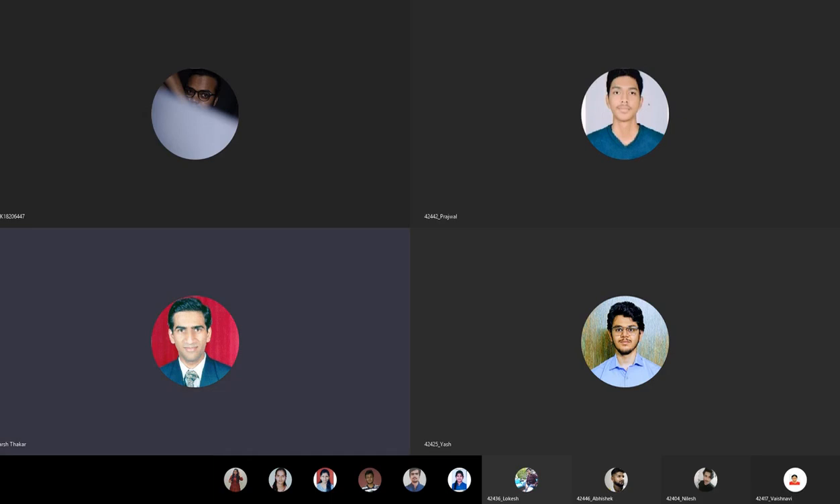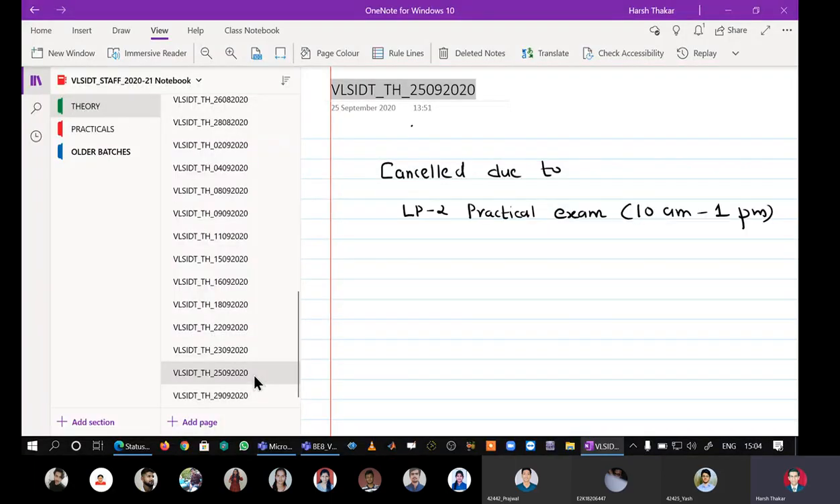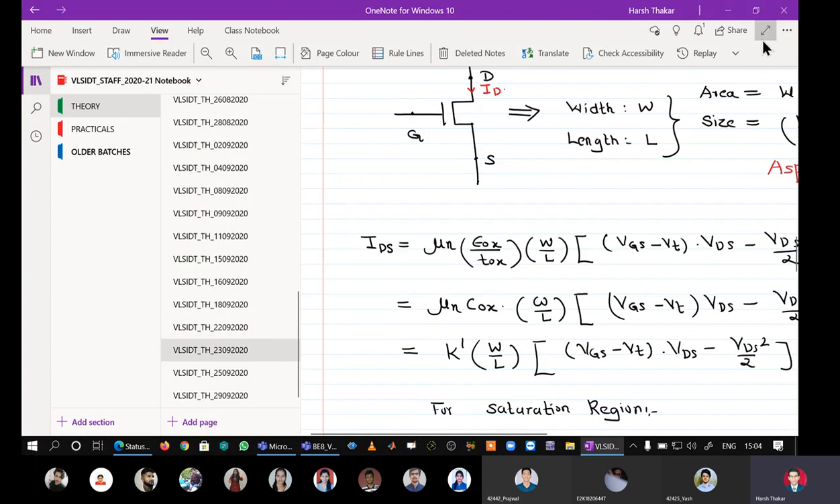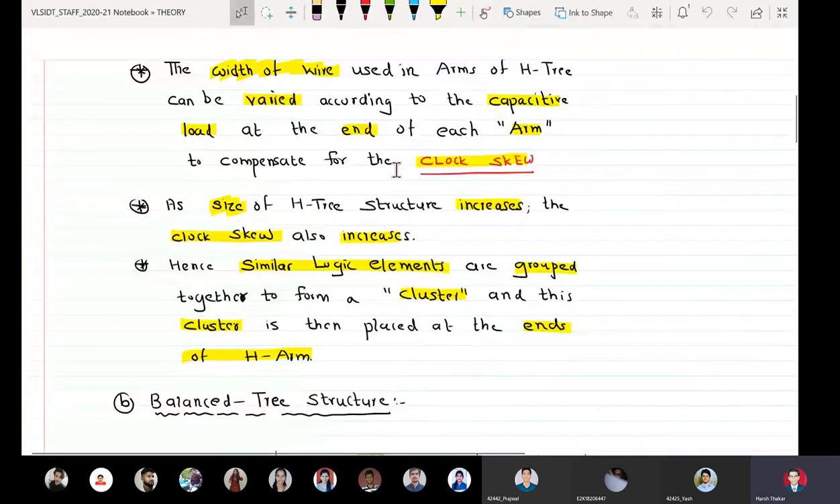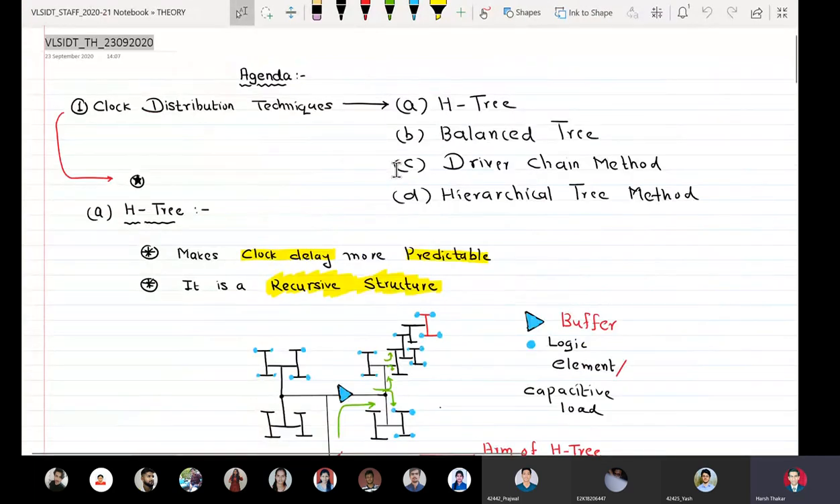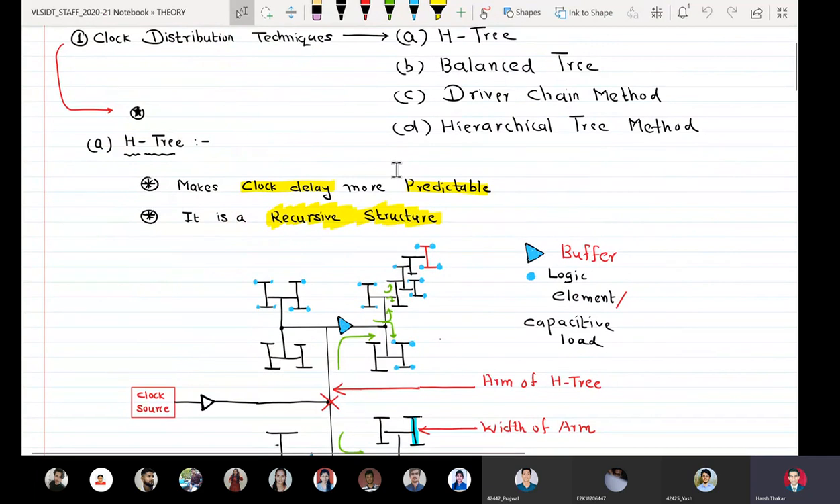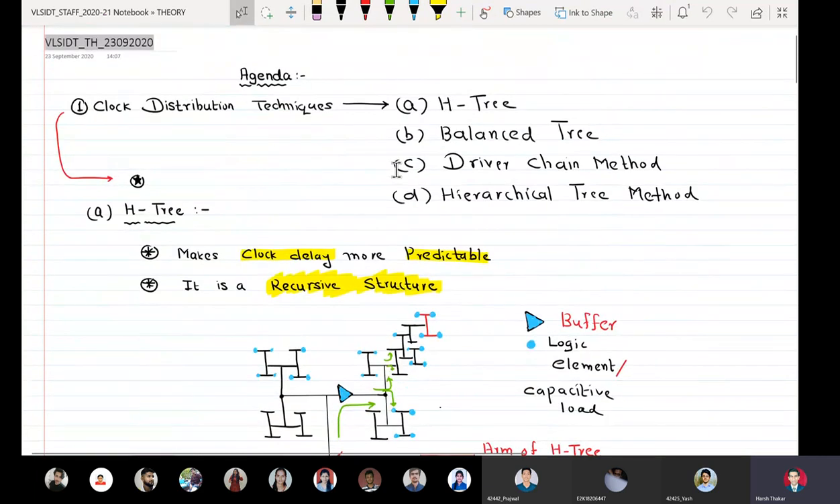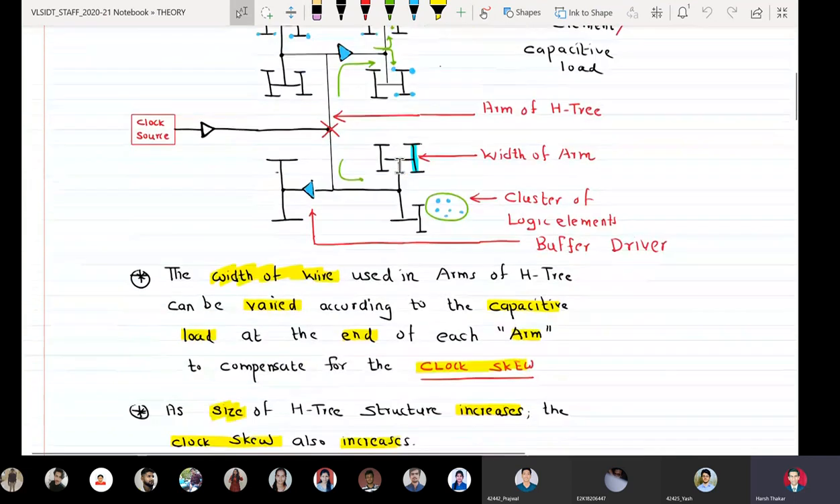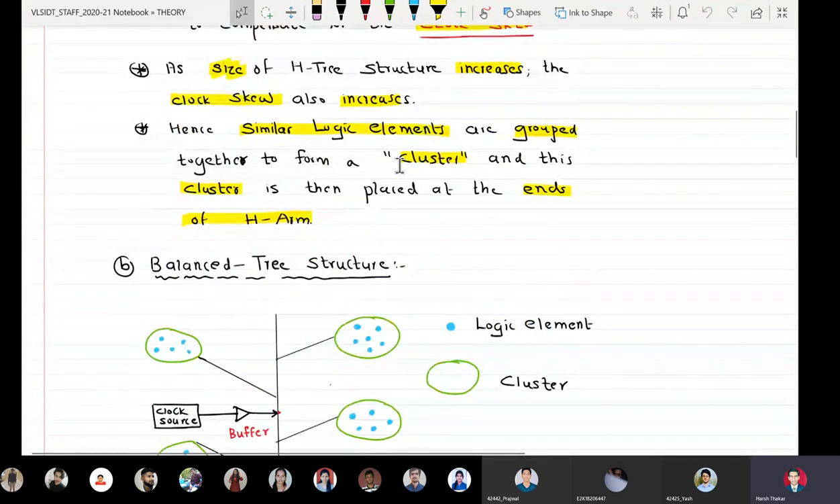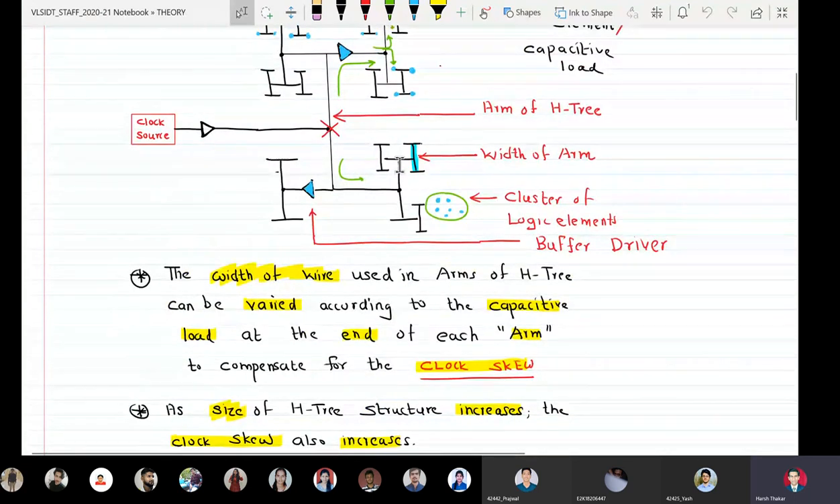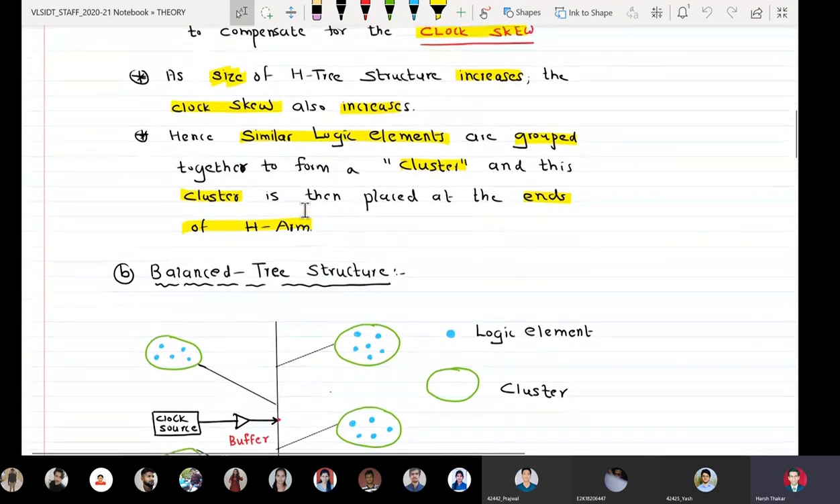So on the 25th, the lecture was cancelled because I was busy in exam duty, and on the 23rd, we discussed clock distribution techniques in great detail. We discussed the H tree method, balance tree method, driver chain method, and hierarchical tree method. This was the H tree recursive structure which we discussed. Then we discussed balance tree structures.